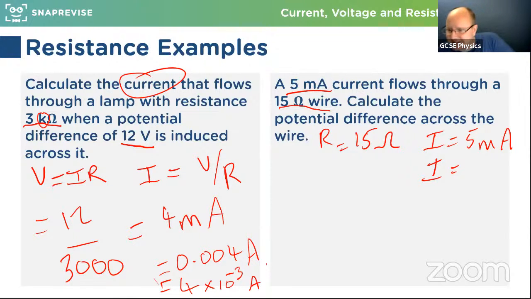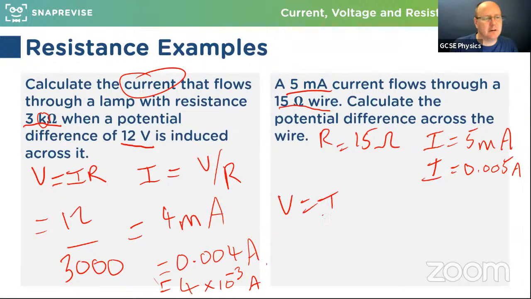5 milliamps, it's 5 times 10 to the minus 3, so it's 0.005 amps. Okay, no, the little m means divide by 1,000. Well, like a little k means multiply by 1,000. Okay, so that current is 0.005, and we need to find the V, the potential difference.